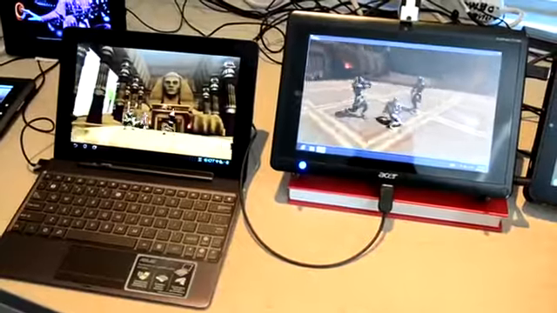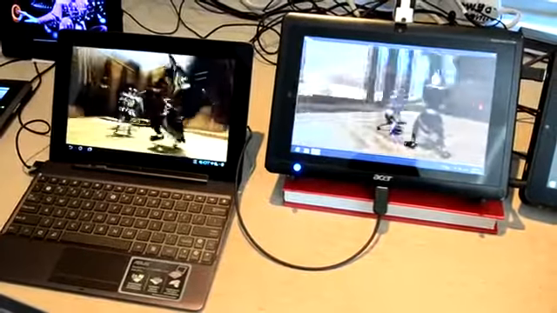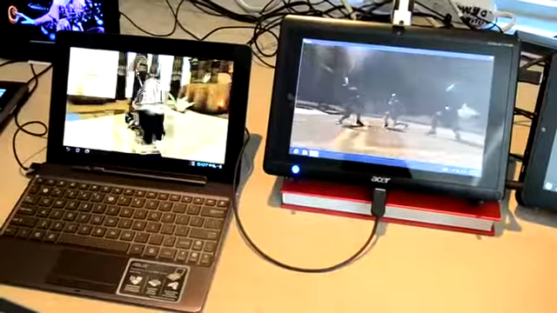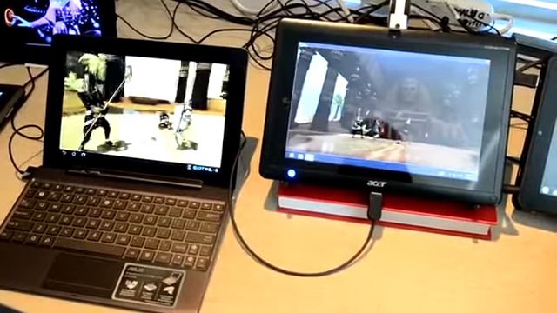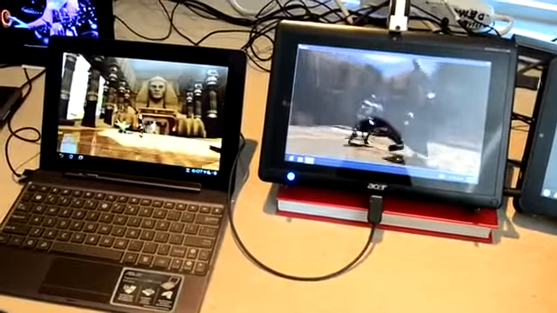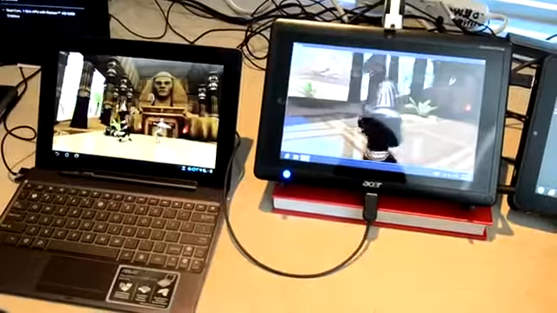And are these both running at the same native res? Mm-hmm. Which Transformer is that? This is the Prime, not the Infinity. Okay. So they're both running at 12 by 8. Yep.